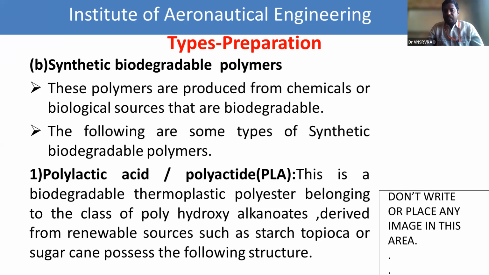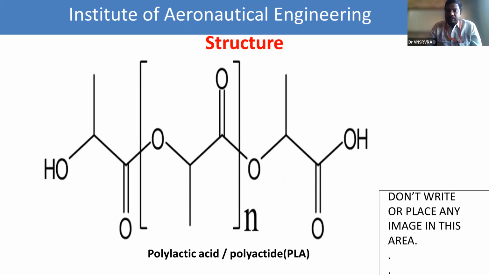The nature of this biodegradable polymer is a thermoplastic polyester, obtained from the polyhydroxy alkanoates class, and it is derived from renewable sources. Renewable sources means they are present in unlimited quantity in the environment, such as starch, tapioca or sugarcane. They possess the following structure, and the resultant structure has both OH groups, alkanoate groups and ketonic groups.